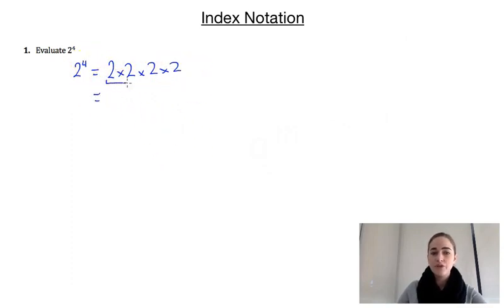Now if we did the 2 times 2, that would give us 4. If we times it by 2 again, 4 times 2 would give us 8. And then if we do the 8 times 2, that would give us 16.